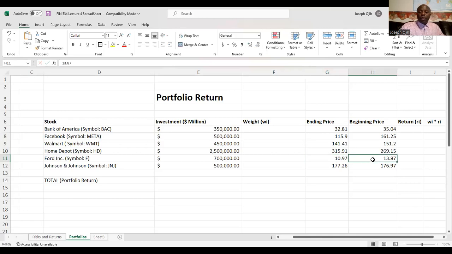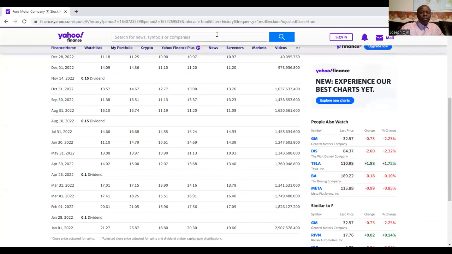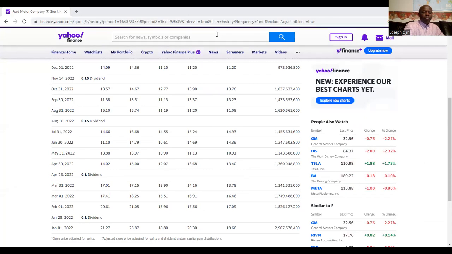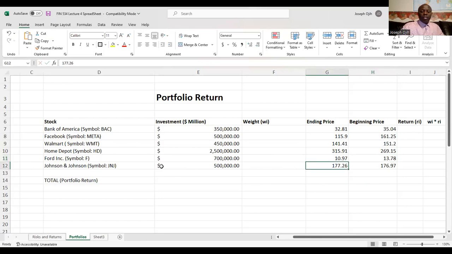And then the price in March. Okay. Price in March of this year is 13.78. Last, to complete your portfolio, is Johnson & Johnson.